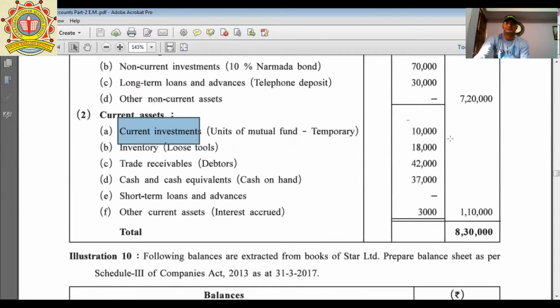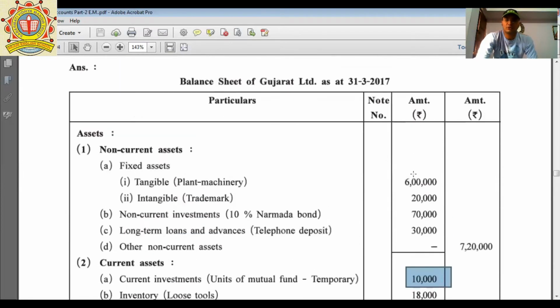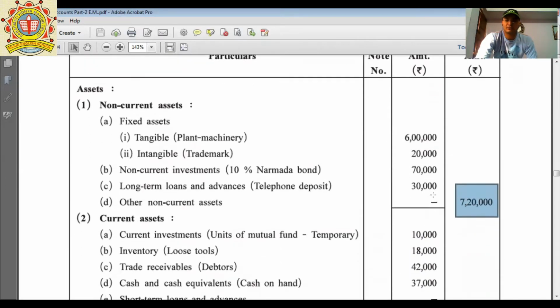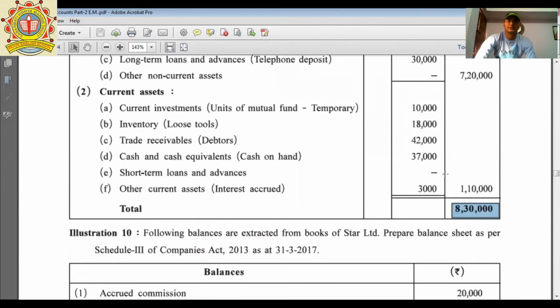Total 10,000. After completing this sum, now we have to do the total of the first column and put it into the total of the second column, 7 lakh 20,000. Same way, total of number 2 current assets, 1 lakh 10,000, and finally gross total 8 lakh 30,000. So again, this is only and only for the asset side.